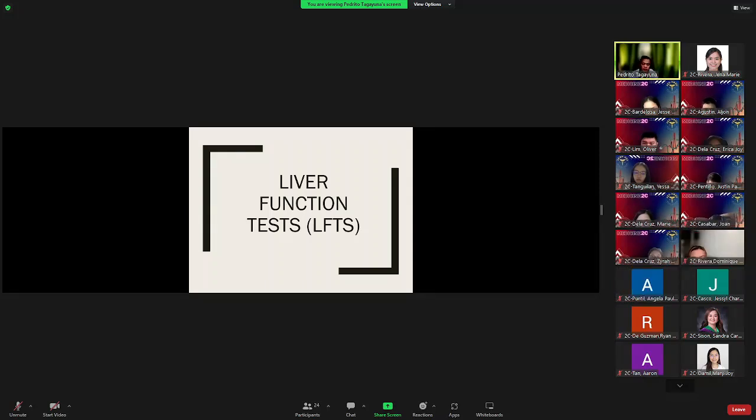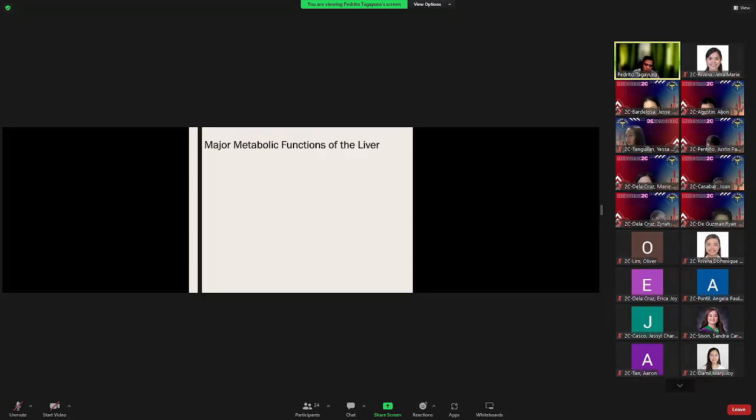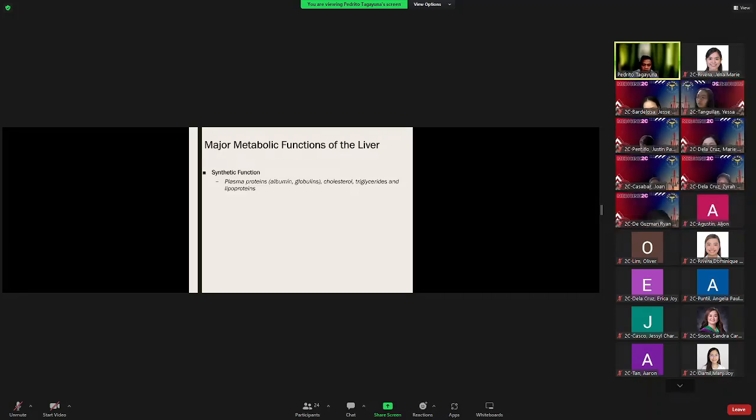Okay. So before we discuss the liver function tests, we have to discuss first the functions of the liver. The metabolic functions of the liver include synthetic function, because it is the organ that synthesizes plasma proteins, cholesterol, triglycerides, and lipoproteins. Each of those is discussed in different topics in clinical diagnosis. The plasma proteins were discussed in CDA, and I think cholesterol and triglycerides, including lipoproteins, were also discussed in CDA.